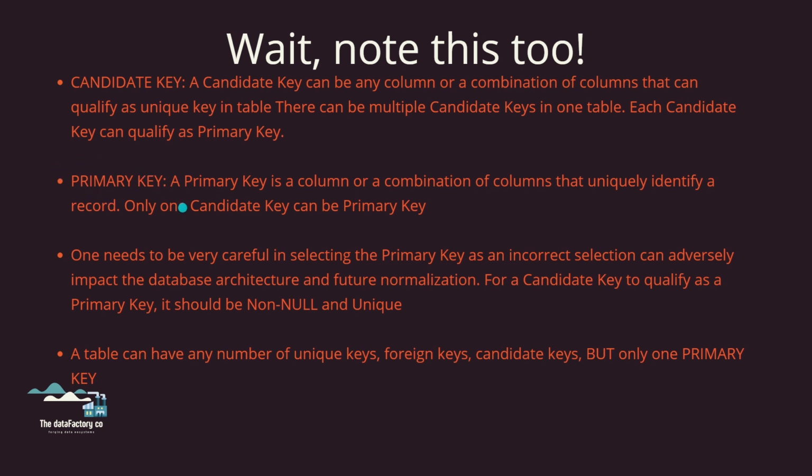Now, primary key, as we already discussed, is a column or a combination of columns that uniquely identifies a record. Only one candidate key can be a primary key, as we have already mentioned. One needs to be very, very careful in selecting the primary key, since an incorrect selection can adversely impact the database architecture and future normalization efforts. For a candidate key to qualify as a primary key, it should be non-null and unique. Of course, we know that. Lastly, a table can have any number of unique keys, foreign keys and candidate keys, but only one primary key. Just restating what we have already discussed.